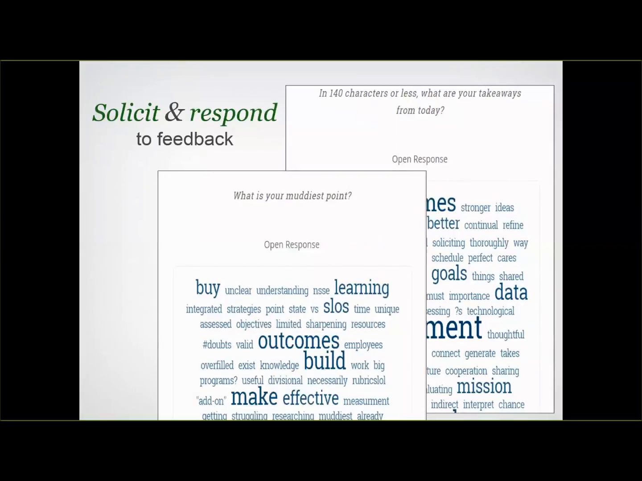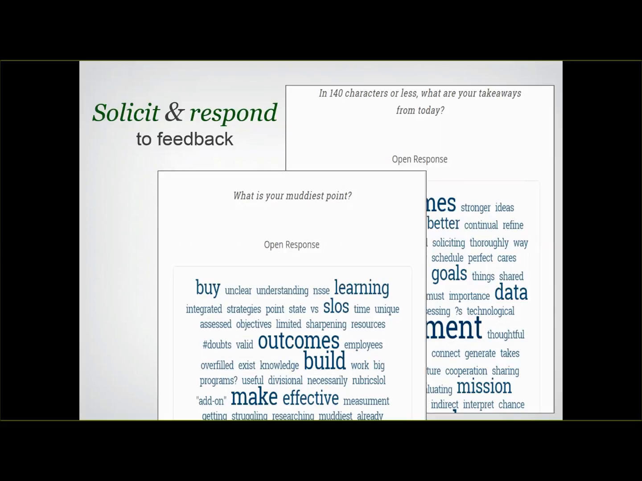Tip number 3 in this area is to solicit and respond to feedback. Now, this can be about learning in any given day, or it can be big picture. So you'll see in the examples on the screen, it might be as simple as saying, what's your muddiest point? We've all heard about these classroom quick assessment practices, where as students are leaving during the day, you say, what's the thing that's not clear, so that you can revisit it at the beginning of the next class.